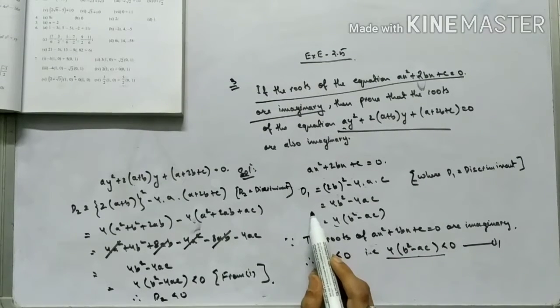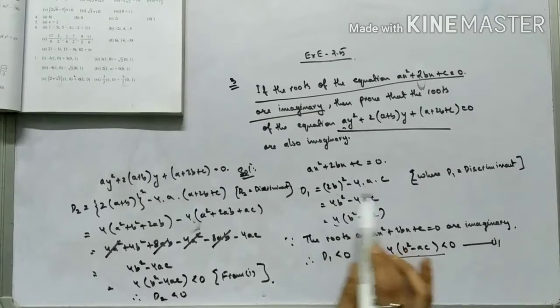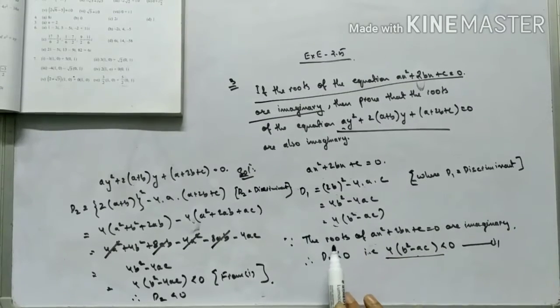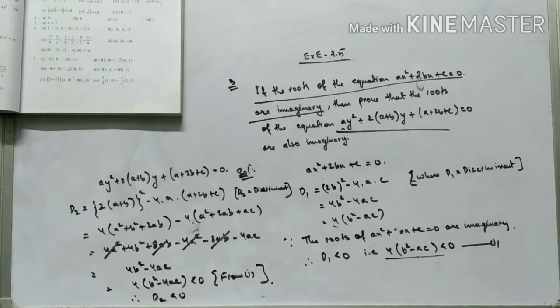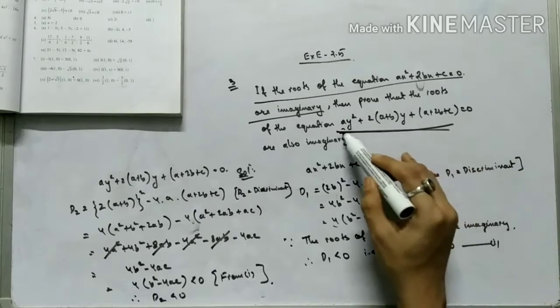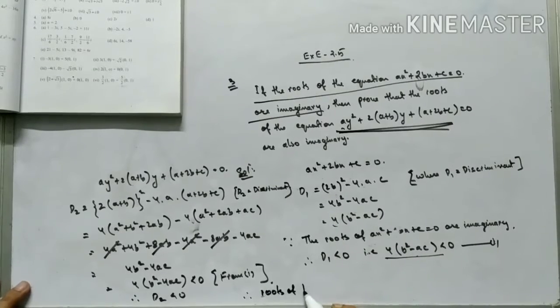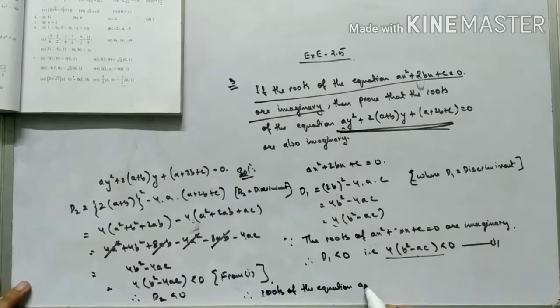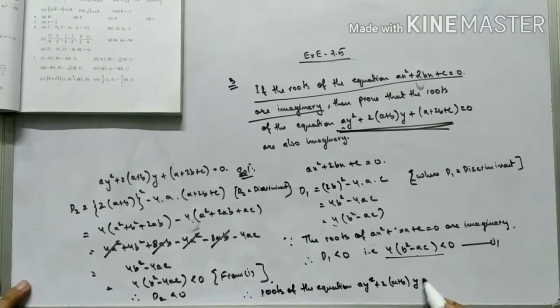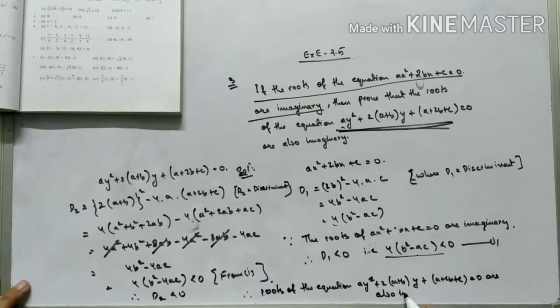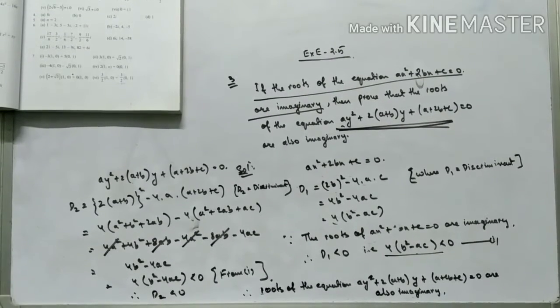I have not taken it as b square minus 4ac because here it becomes 2b square. So therefore, instead of b square minus 4ac I have written it as d1. Okay, d1 is a discriminant, and for the next equation I have taken d2, which is the discriminant. Understand? So d2 is also less than 0. So the discriminant of the next equation is also less than 0. Therefore I can say the roots of the equation ay square plus twice a plus by plus a plus twice b plus c equal to 0 are also imaginary.